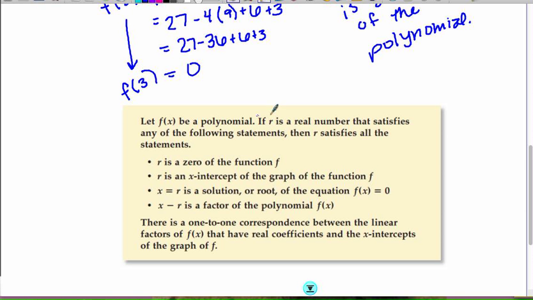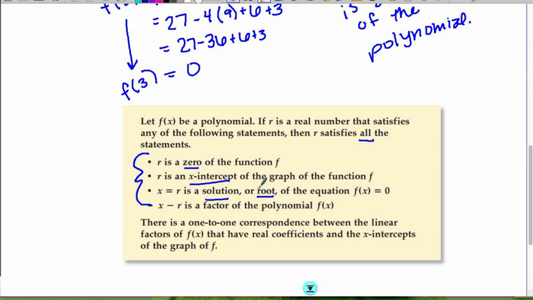So if we have f of x and it's a polynomial, if r is a real number that satisfies any of these statements, that means that it satisfies all of them. So if r is a 0 of the function, that means that it's an x-intercept of the graph, which we've talked about before. So remember that zeros and x-intercepts are closely related. Those are also referred to as solutions or roots. So all of these things are very, very important.